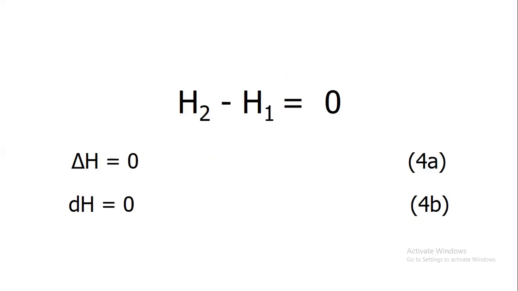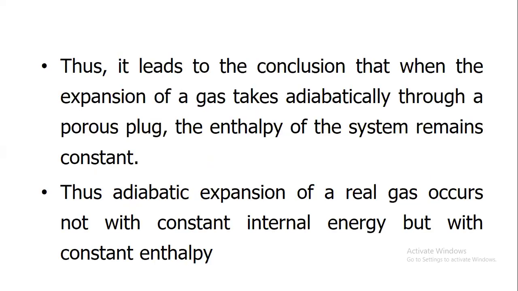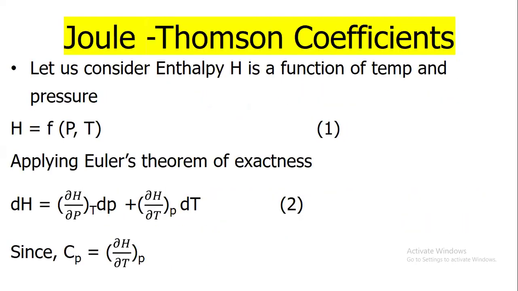So delta H is 0, dH equal to 0. Thus, it leads to the conclusion that when the expansion of a gas takes place adiabatically through a porous plug, the enthalpy of the system remains constant. Thus, adiabatic expansion of a real gas occurs not with constant internal energy, but with constant enthalpy.